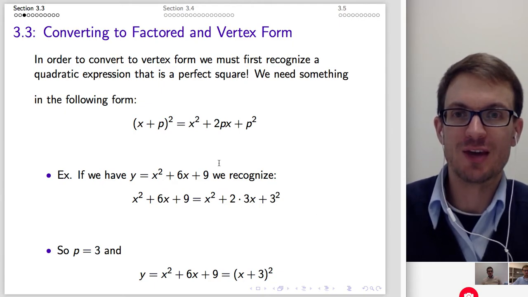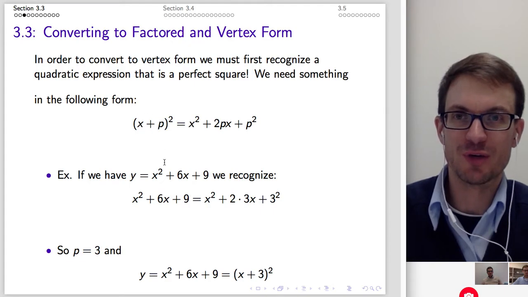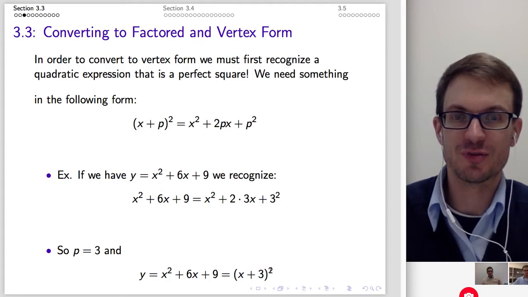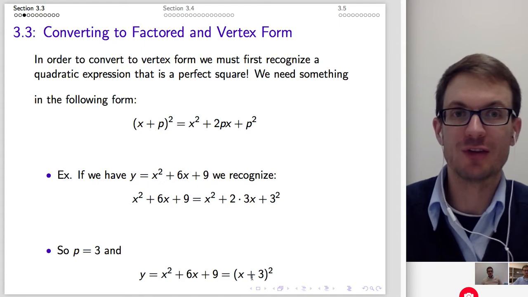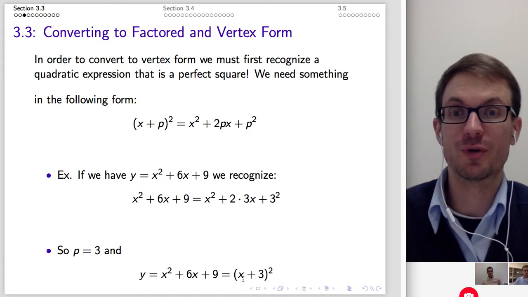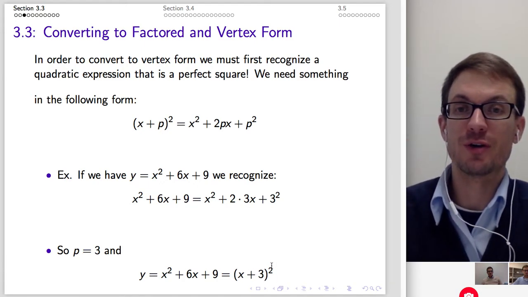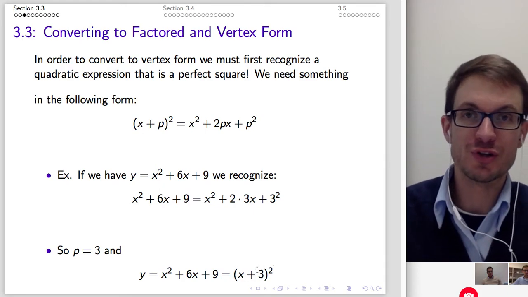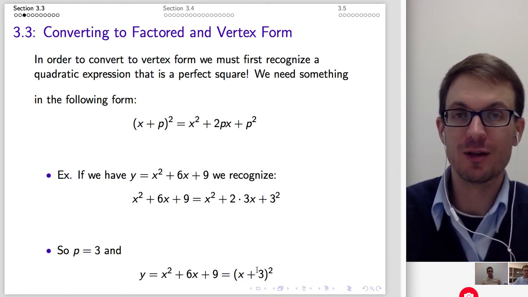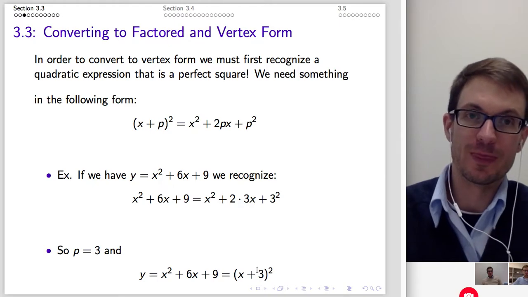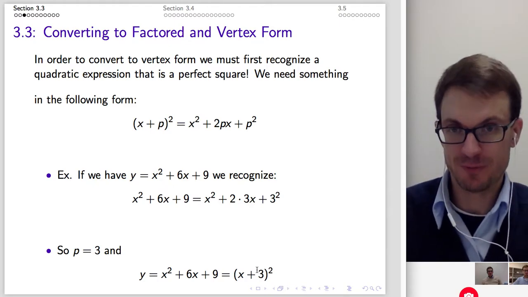Well, this being the case, we can exploit this fact and we can write the factorization as x plus 3 squared. Think about why that's the case. Let's expand this. Let's FOIL it. What are we going to get? We're going to get x squared at one end. We're going to get 3 squared, 9 at the other end. What about in the middle? In the middle, you're going to get 3x plus 3x, 6x.